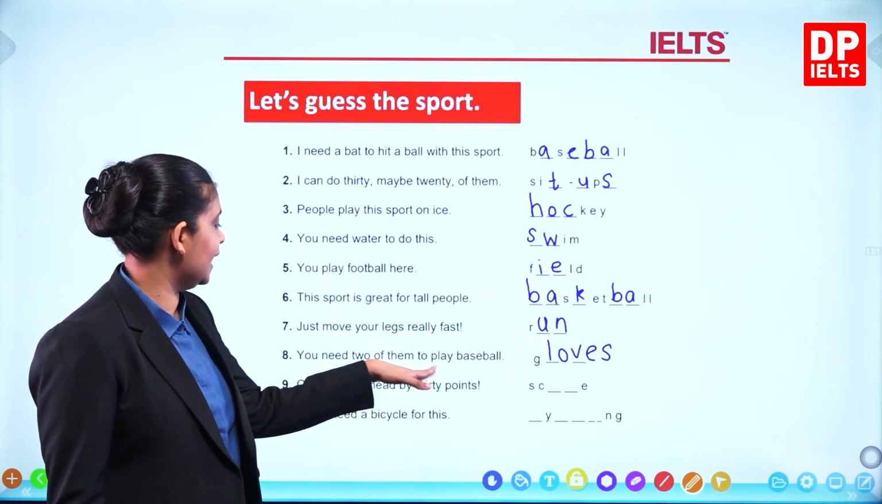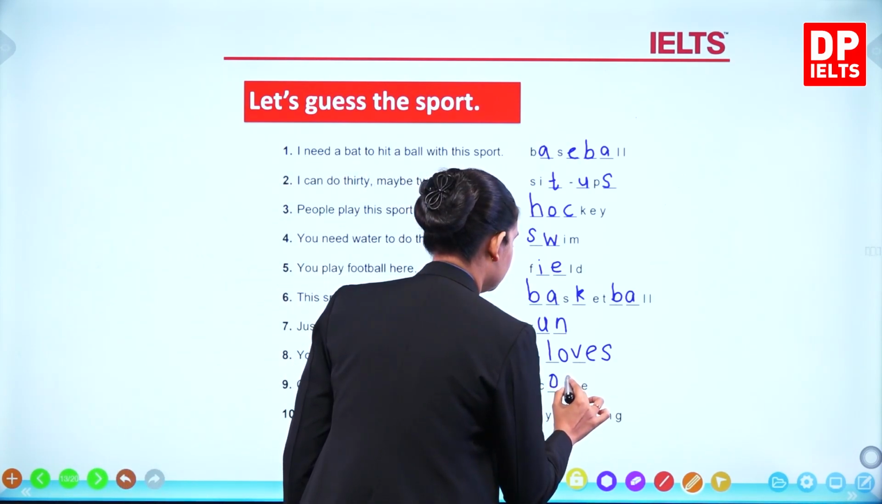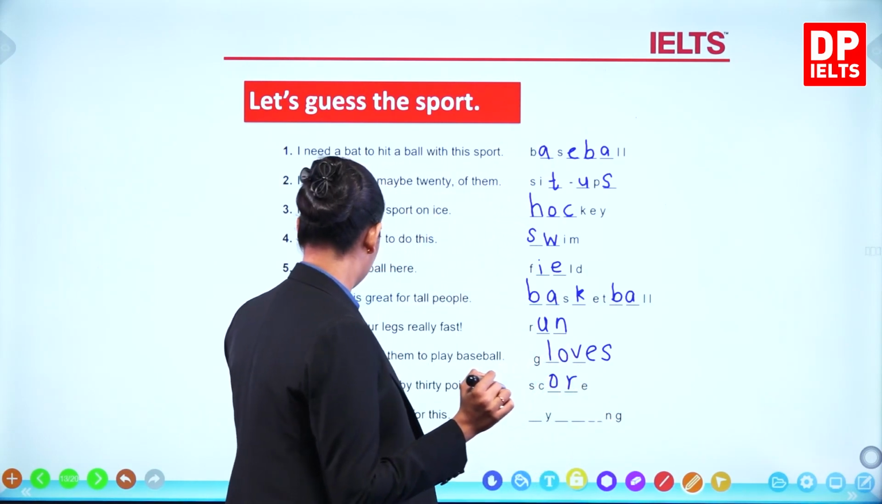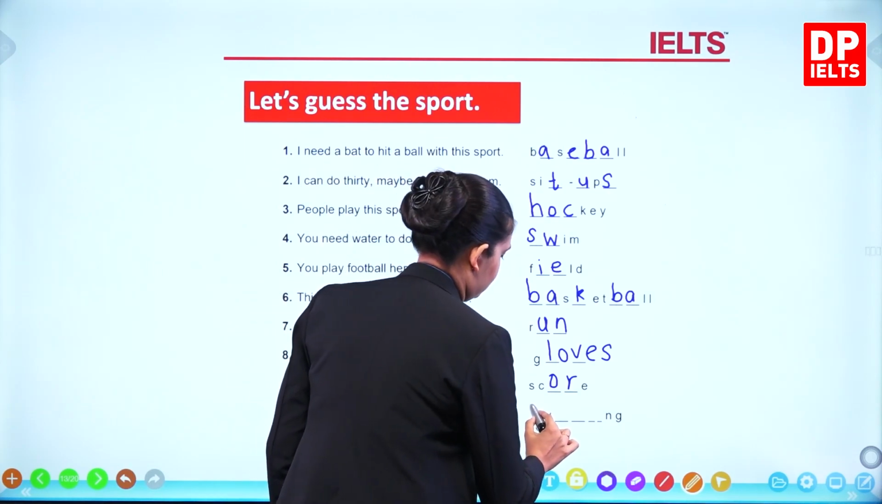Our team is ahead by 30 points. Score. You need a bicycle for this. Cycling.